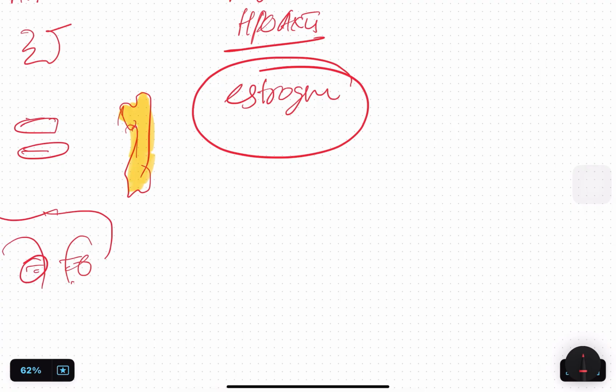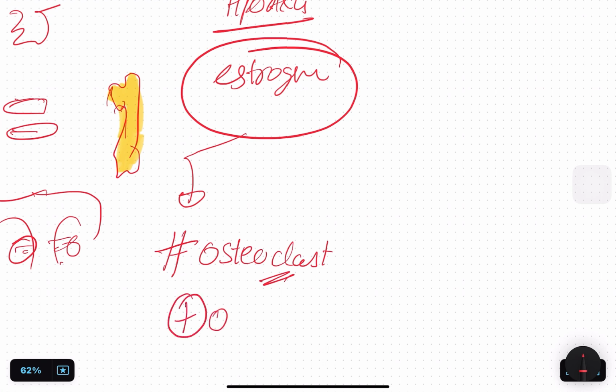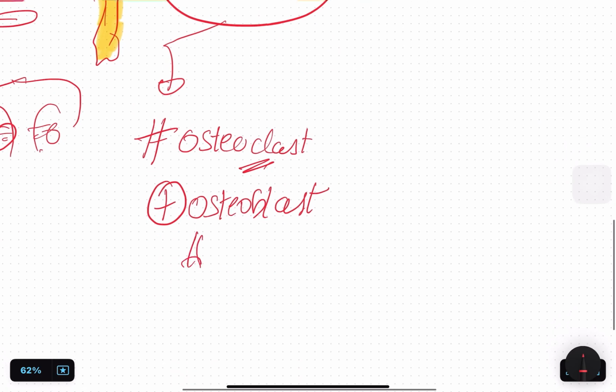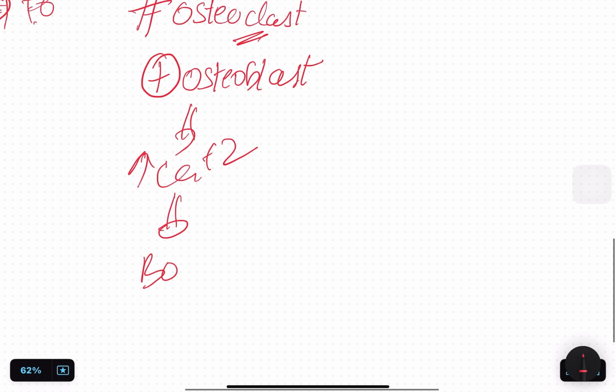So what does estrogen do? Basically, I will talk about bone, vasomotor symptoms, and other important things. Estrogen is very important for maintaining bone. It inhibits osteoclasts, which destroy bone, and promotes osteoblasts, which increases absorption of calcium, and it is important for bone development.